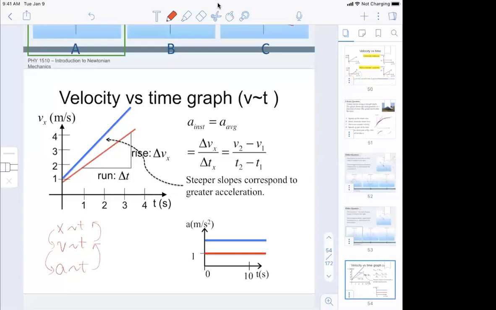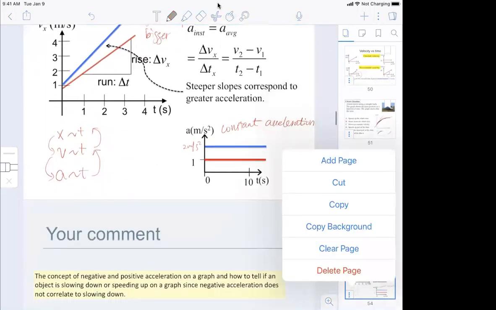So here, the blue line has a bigger slope than the red one, indicating it has a bigger acceleration. These two are giving me constant acceleration motion, meaning that something is accelerating at a steady rate. Here is 1 meter per second squared. Here is pretty much 2 meters per second squared. Let's say this is one car versus another. One of them is speeding up at a higher rate.